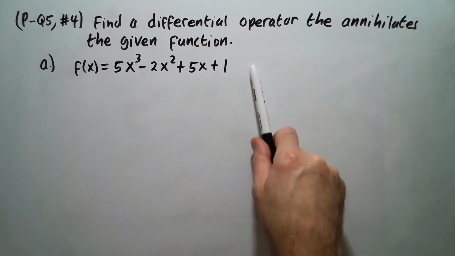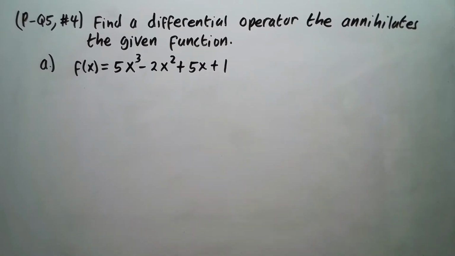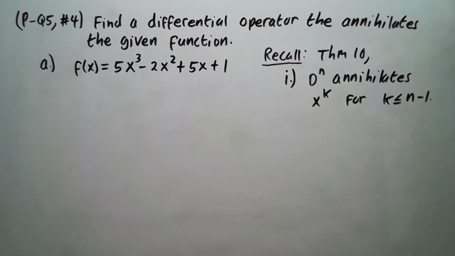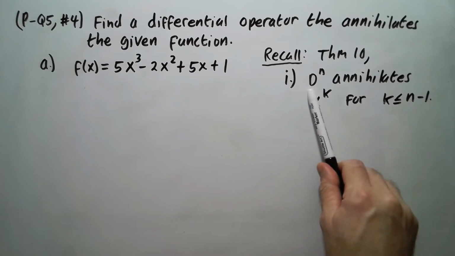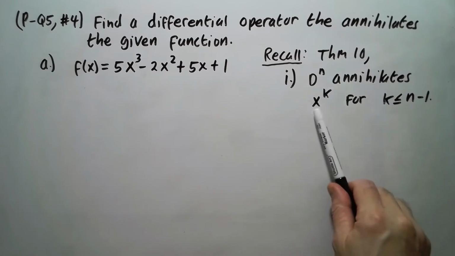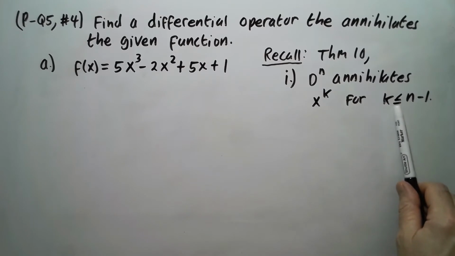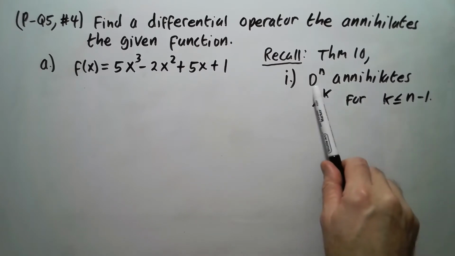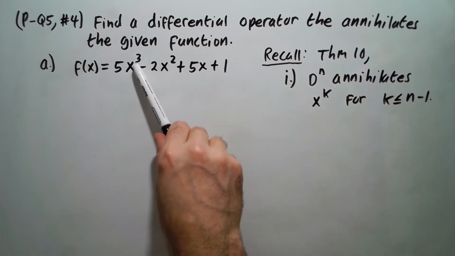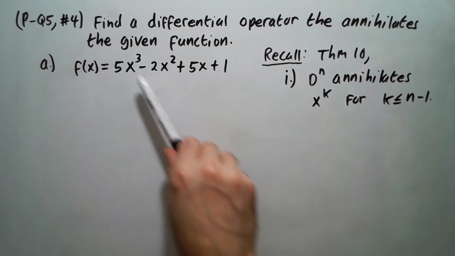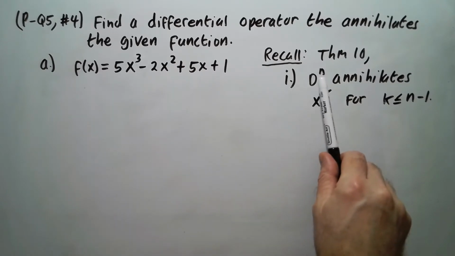So let me write theorem 10 here. Okay, so theorem 10 had two parts, but this is the first part. It says D to the n annihilates x to the k for k less than or equal to n minus 1. So again, recall the D means derivative. So we want to annihilate the highest degree in the x here, which is 3, so we need to go one higher than that. So it looks like D to the 4th should be the answer.